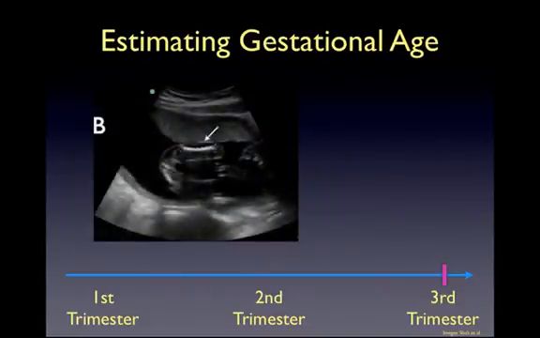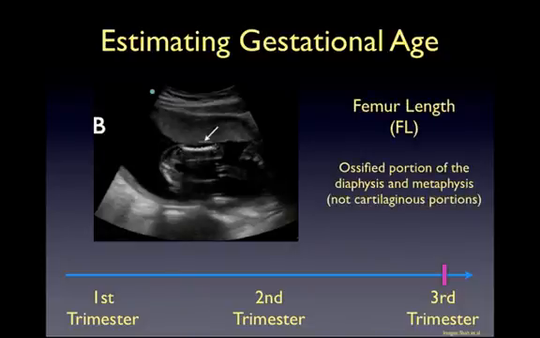In the third trimester, the best estimate of gestational age can be made by measuring the femur length, which is done by measuring the ossified portion of the diaphysis and metaphysis, including the femoral head and distal femoral condyle. Be careful not to measure the cartilaginous portions, and also to not measure the humerus, by identifying related femoral landmarks such as the bladder and the iliac bones. In this image, the gestational age is estimated to be approximately 19 weeks.